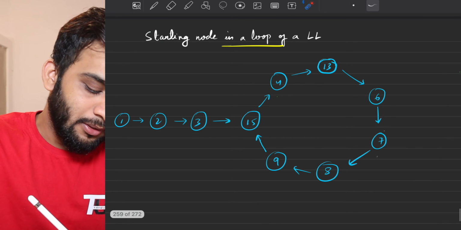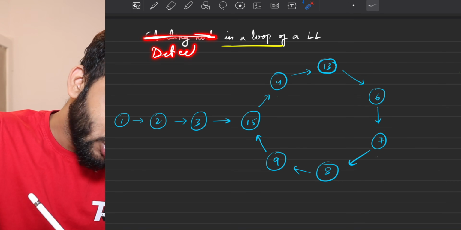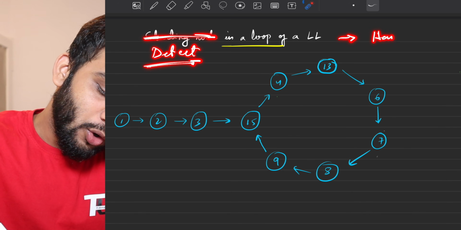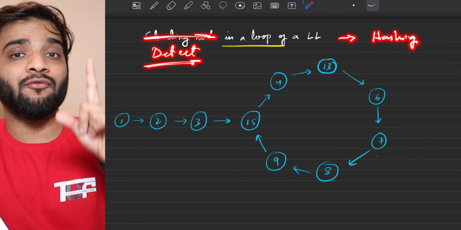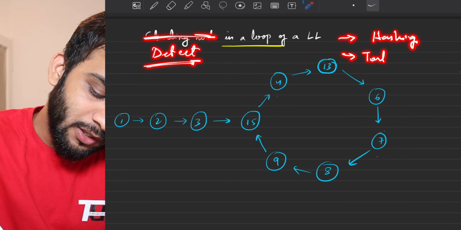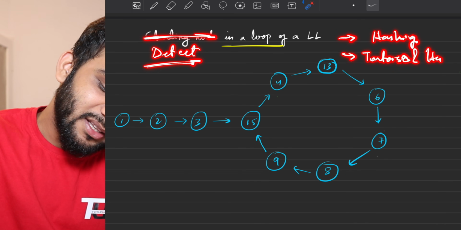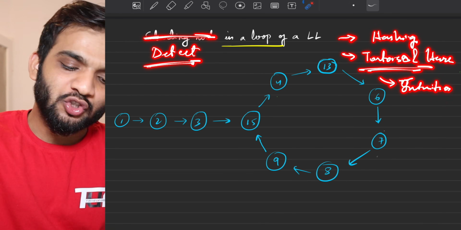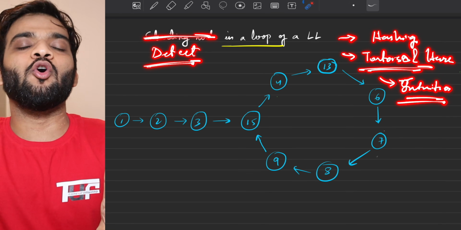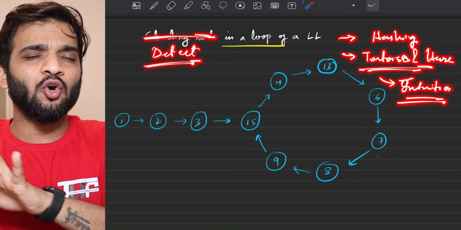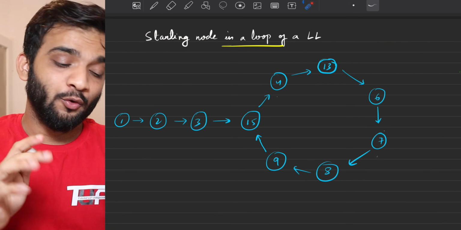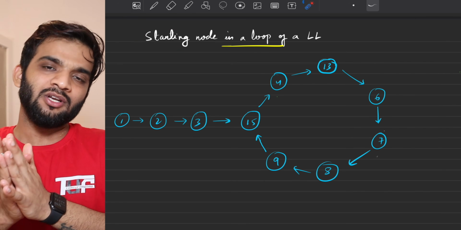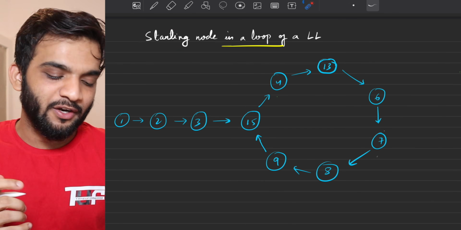Before I move on to the solution, please go back and watch my video on detecting a loop in a linked list. In that video, I have used the hashing technique for the brute force, and for the optimal, I've used the tortoise and the hare algorithm. And in that video, I've discussed the intuition as well. So please go back and watch that video, because the intuition is going to be extremely important if you want to solve this particular problem of starting node. So I'll be leaving the video link in the description. Go back and watch it and then start this video.